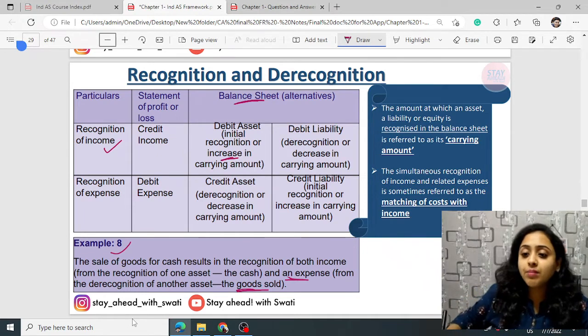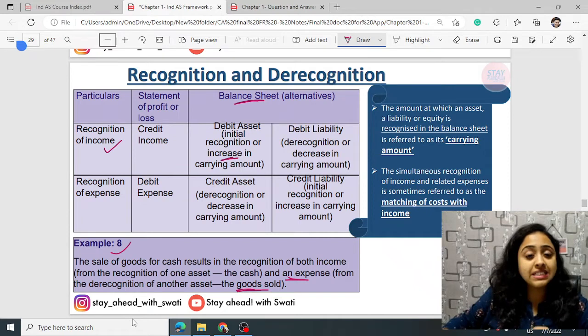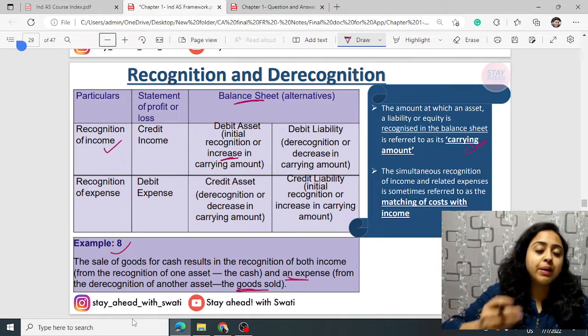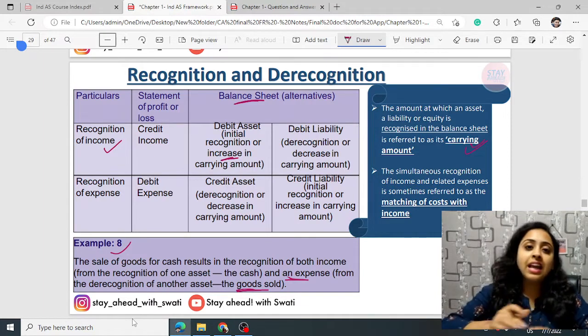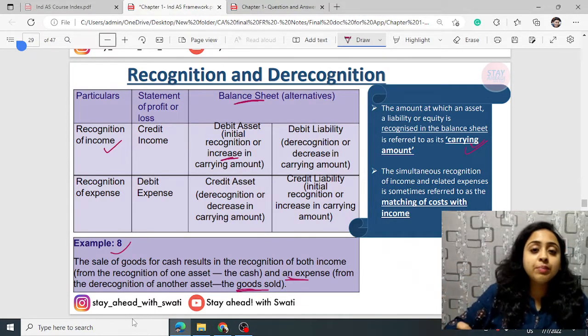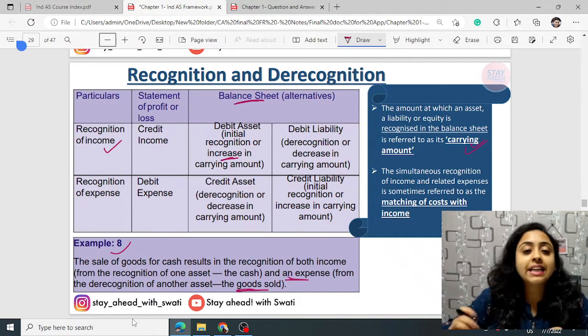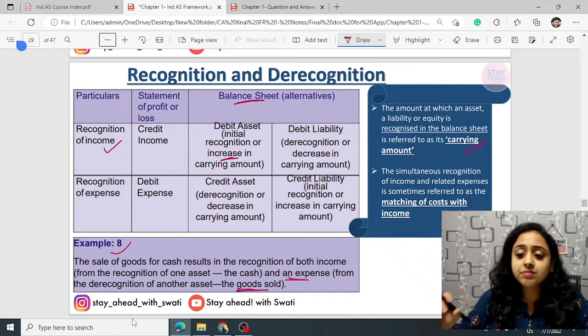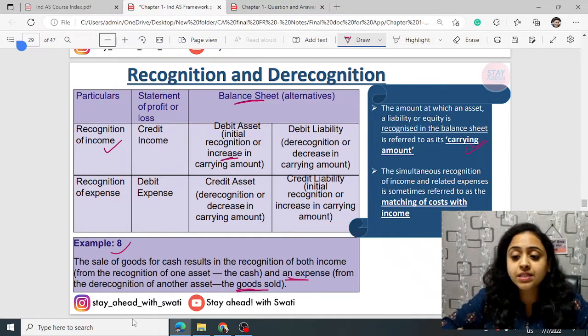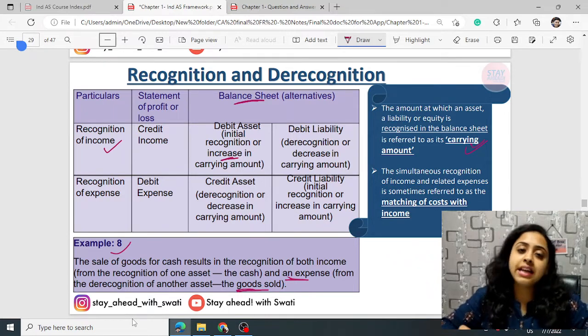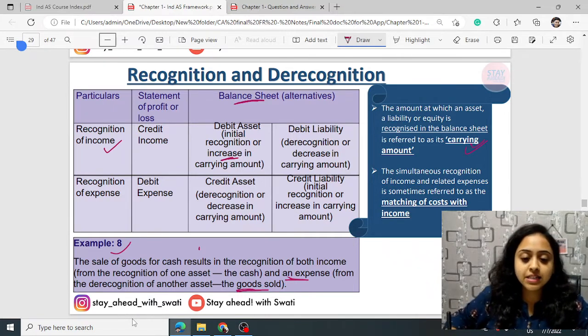The amount at which an asset or liability is recorded in the books of accounts is known as carrying amount. This term, carrying amount, will be repeated again and again in all the further standards. What does it mean? All the assets and liabilities are recorded in the books of accounts. The amount at which they are recorded is termed as carrying amount. Are you good? The simultaneous recognition of income and related expenses is sometimes referred to as matching of cost and income. This is matching.